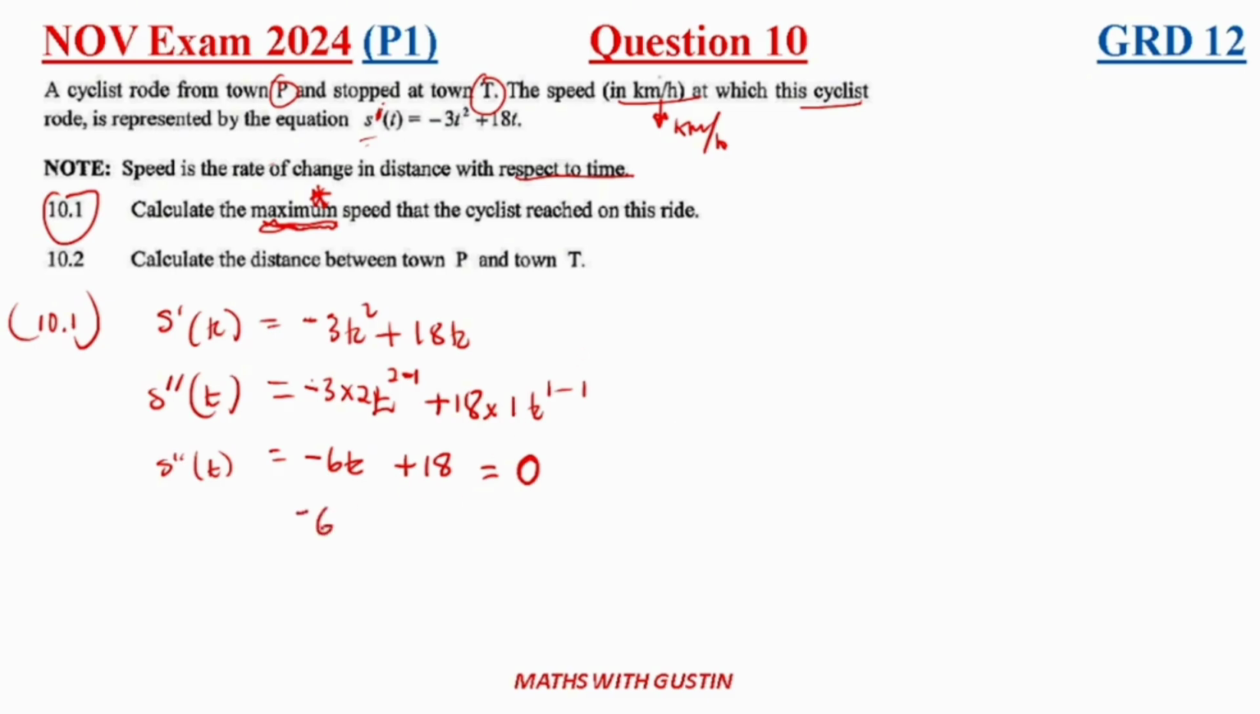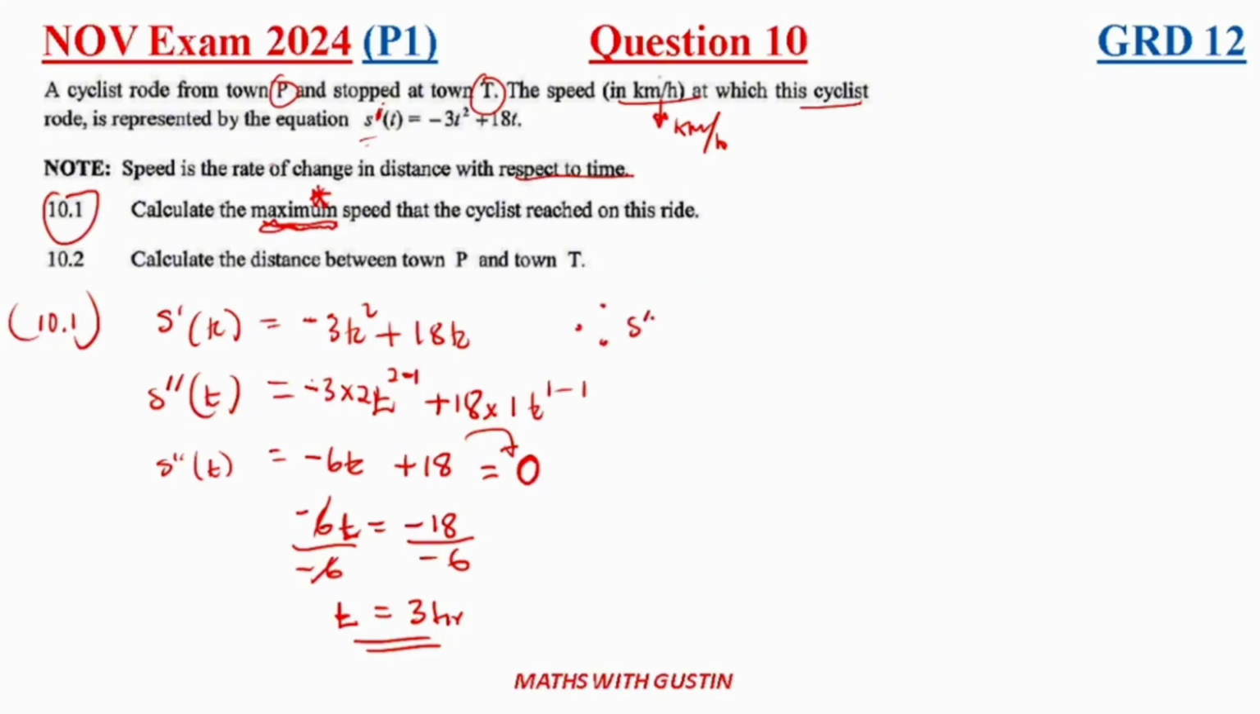So we are looking for the time it took to reach that maximum speed. Take 18 to the other side, gives us negative 18 divided by negative 6, over negative 6. The negatives cancel out. T is going to be 3 hours. So this is the time it took to reach maximum speed. After this, guys, we're going to take this time and substitute it back into the original equation to find the maximum speed.